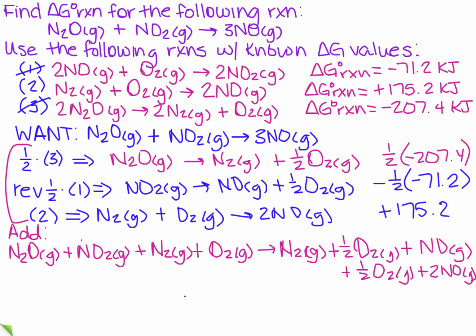Now, first we need to make sure that that's correct. So anything that looks exactly the same on both sides, I'm going to cancel. So I see an N2 here and an N2 here. Half an oxygen and half an oxygen is a whole, so that's 1 and 1. And I don't think anything else cancels, right? So now I want to write everything that's left over.